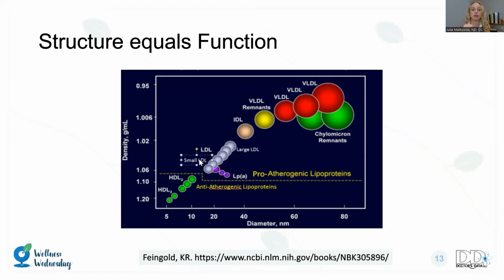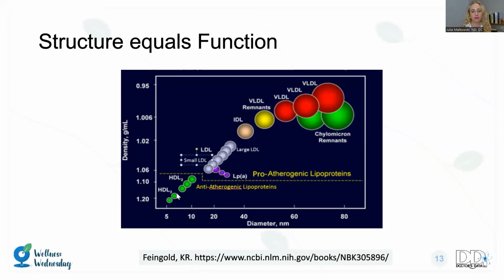We have the small dense LDL. These small dense LDL are smaller and they are denser. So therefore, structure equals function. They are more atherogenic because they can actually get in the arteries, and they carry a greater risk of atherosclerosis due to their size and their density, essentially. So that is what we want to think about when we're looking at our patient's panel.